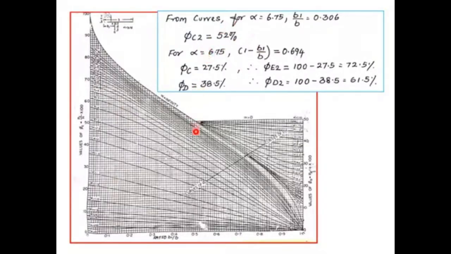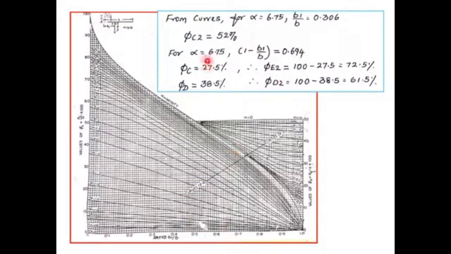Now for referring for E2, that is here, this pressure is here, which is 52, that is C is here. To get E and D, we have to get for this ratio, which is 1 minus B1 by B, which is 0.694. So again refer to this phi c curve and get the value, which is 20 for 6.75, and for this ratio, which is 0.694, somewhere here it comes.